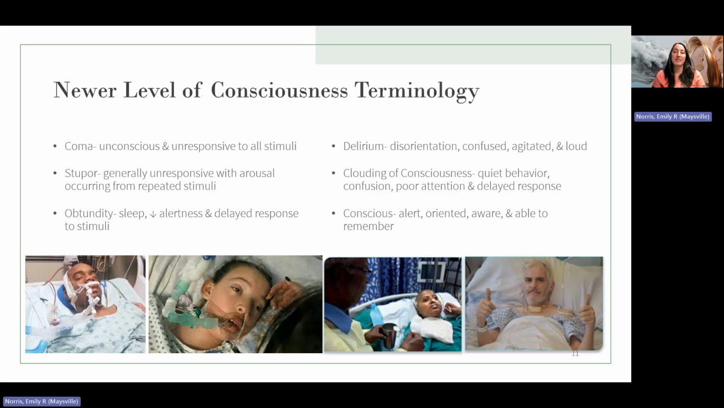But it's a spectrum in the clouding of consciousness, a lot of variations in that level. And then consciousness, they're alert, they're oriented, they're aware, and they're able to remember.